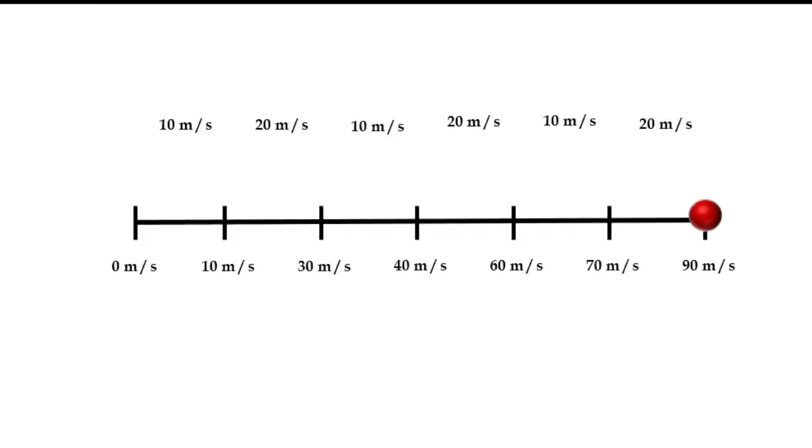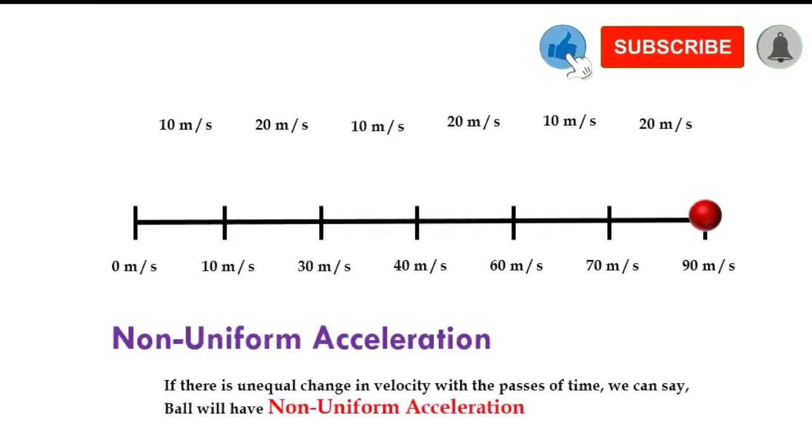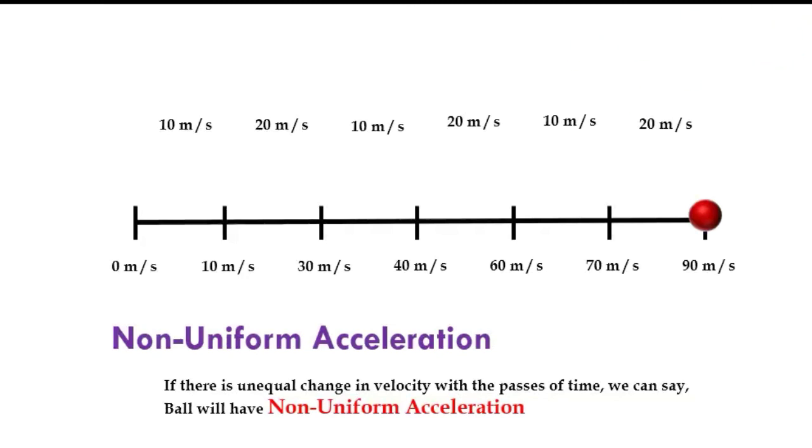So you can say if the velocity change is unequal with the passage of time, we can say that the ball has non-uniform acceleration. So those are the two different types of acceleration, uniform acceleration and non-uniform acceleration.